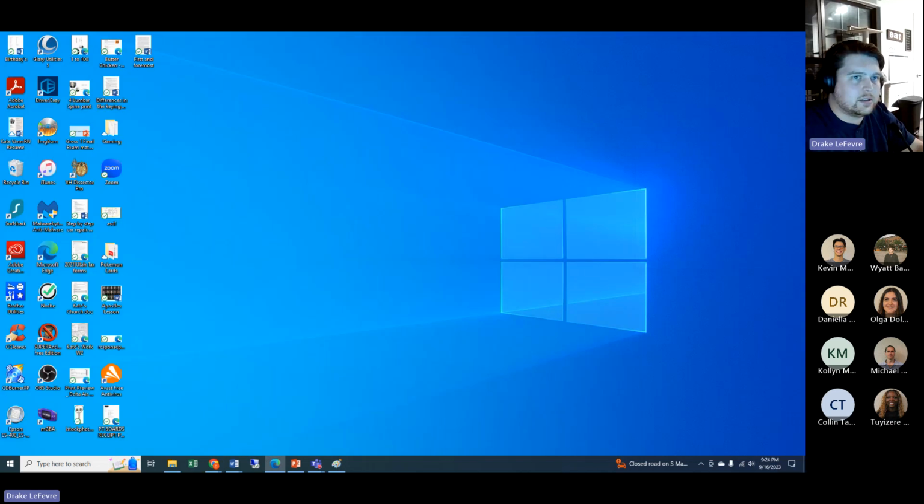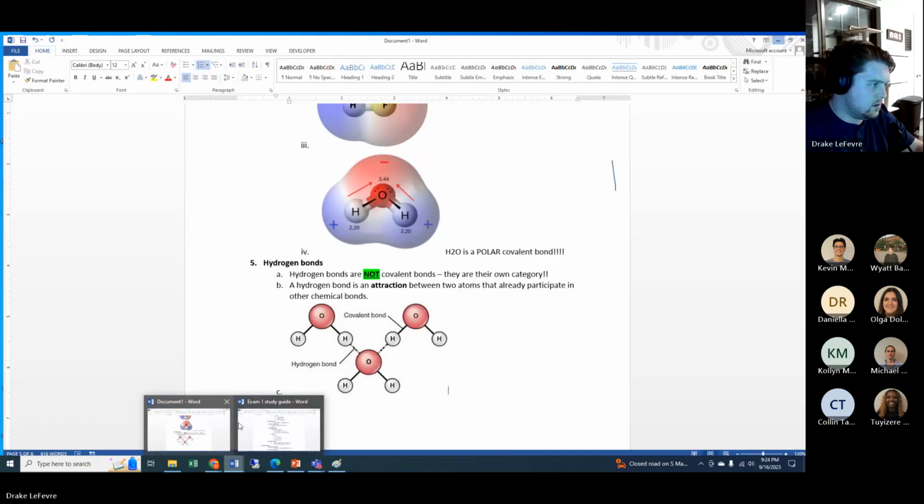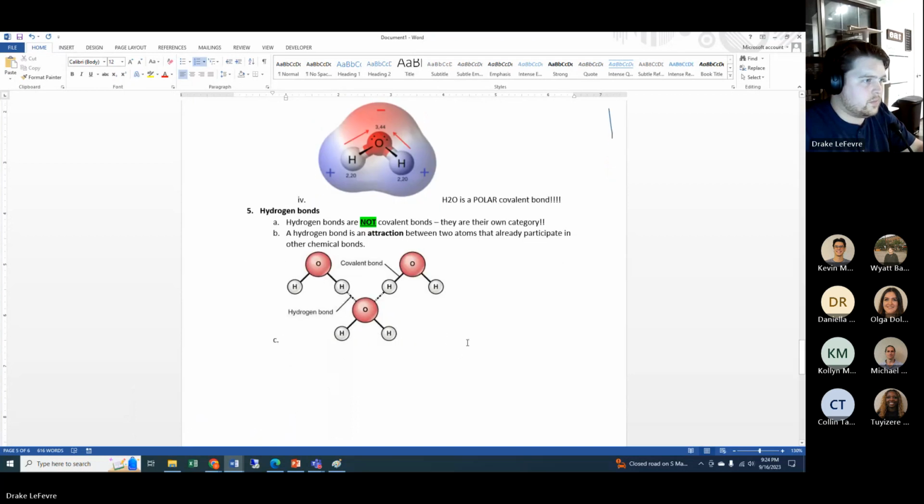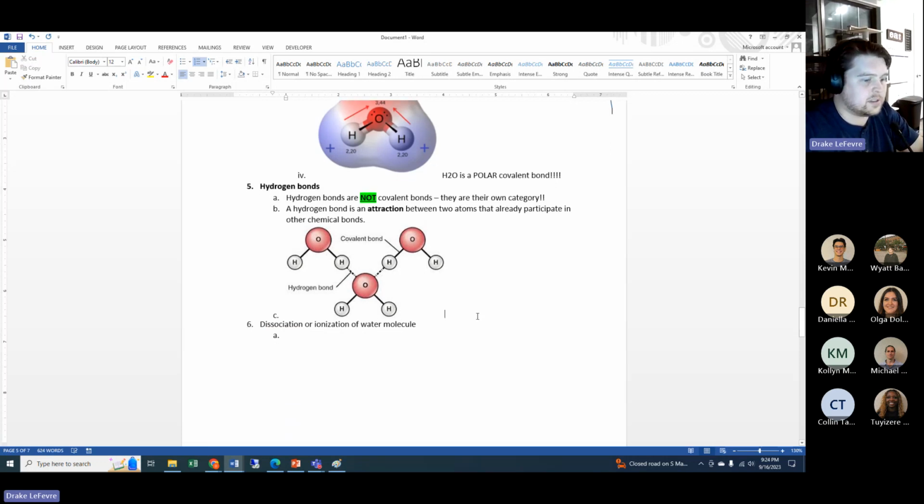Let me actually put this. Dissociation or ionization of water molecule. I can spell. This is why I don't handwrite stuff, because if I did, I'd still misspell everything. Same, I started typing everything.